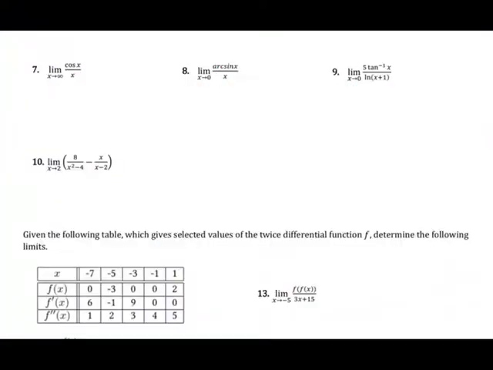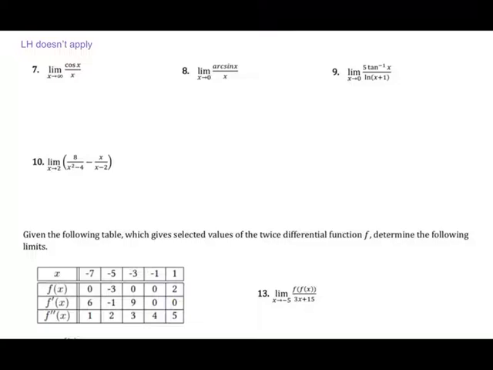So number 7, the limit as x approaches infinity of cosine of x over x. The first thing I want you to note is remember to never forget all the things that we have learned before now. L'Hopital's rule does not apply here. The limit as x approaches infinity of the numerator is going back and forth basically between -1 and 1. That's what cosine does. It goes up and down between -1 and +1.